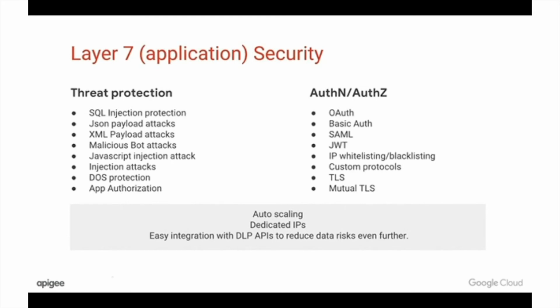You need a lot of authentication and authorization capabilities, because even if you want to do OAuth, someone else might want to do JWT or OpenID Connect or SAML. So you need to cater to different backends and different client applications, and Apigee can help you with all of these. These are out-of-the-box features, along with things like auto scaling and dedicated IPs, which tremendously help you with that layer 7 application level security.